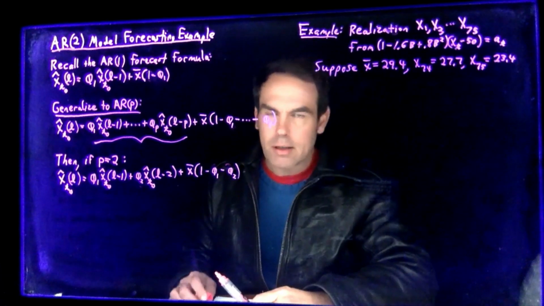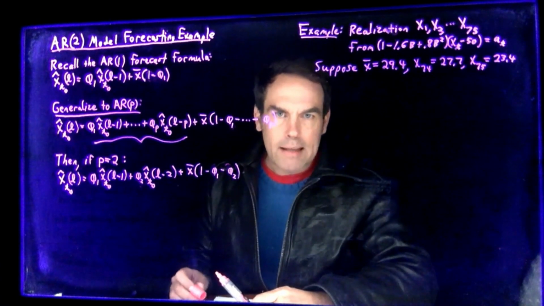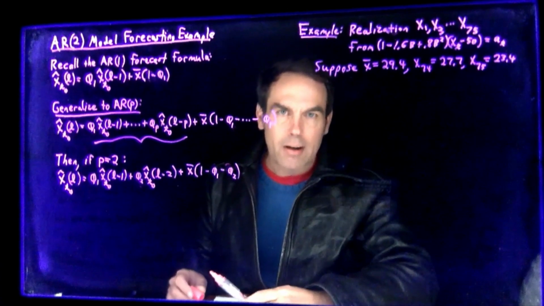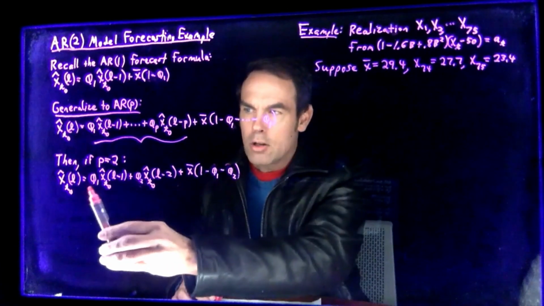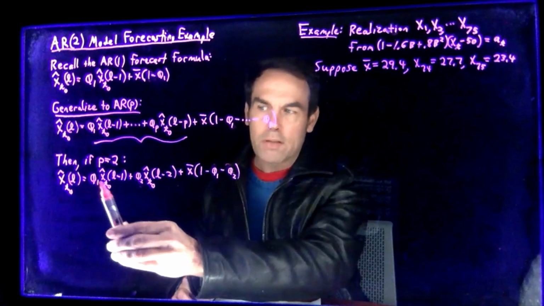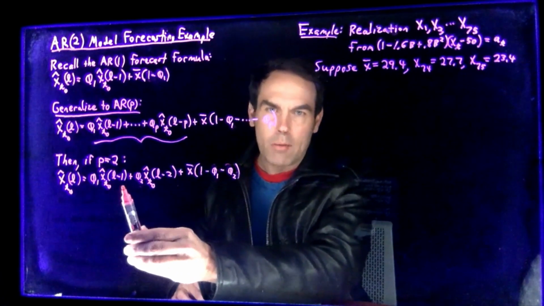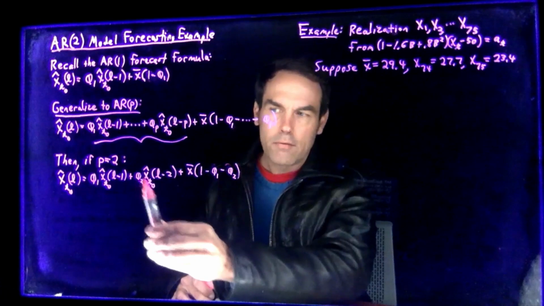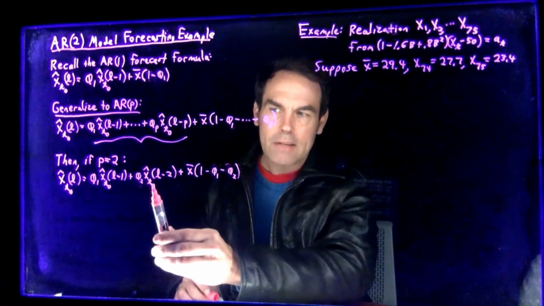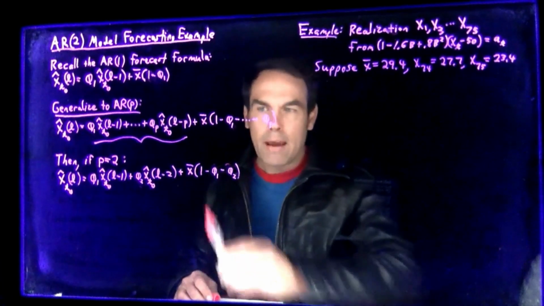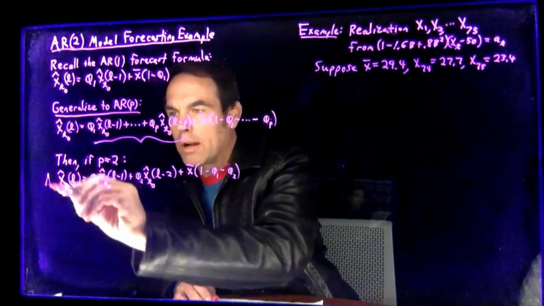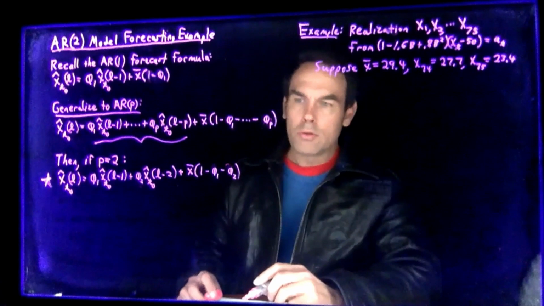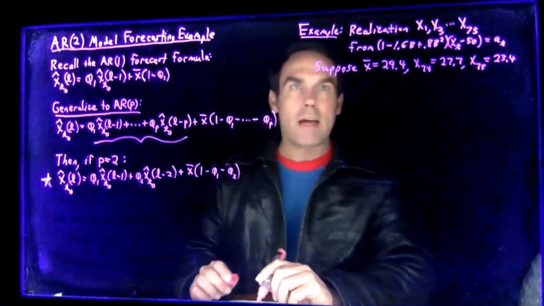And then if we want to take that to p equals 2, like we do in our example, then we let p be 2, and what we end up with is phi1 times x hat of T naught of L minus 1, plus phi2 times x hat of T naught of L minus 2, and then plus the x bar term. So this is the formula that we're going to need in order to do the example that we have next.